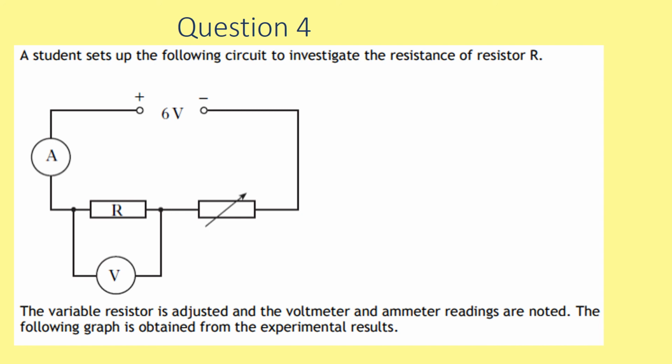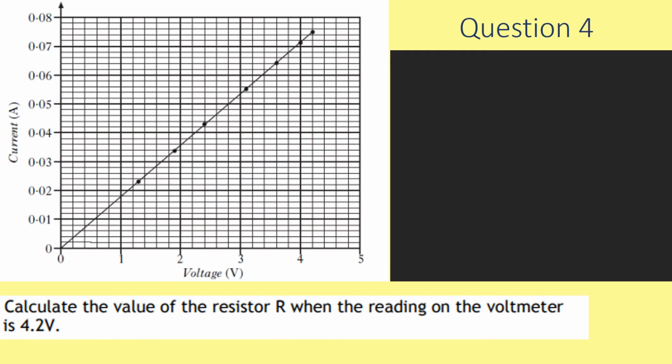Question 4. A student sets up the following circuit to investigate the resistance of resistor R. Now you've done this experiment. This is the Ohm's law experiment. The variable resistor is adjusted and the voltmeter and ammeter readings are noted. The following graph is obtained from the experimental results. So we have the graph here of current and voltage, and we're asked to calculate the value of the resistor R when the reading on the voltmeter is 4.2 volts.